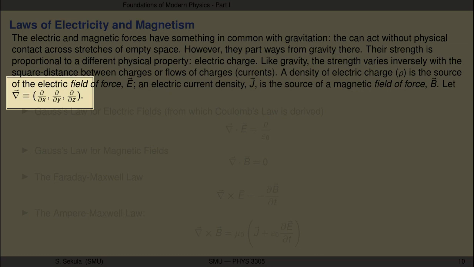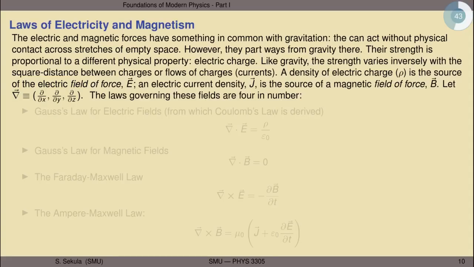Now, you may not have seen this symbol before, and that's okay. But by defining it, it allows me to write the laws of electricity and magnetism, so-called Maxwell's equations, in 4 compact mathematical lines. Now, the laws governing these electric and magnetic fields are 4 in number.